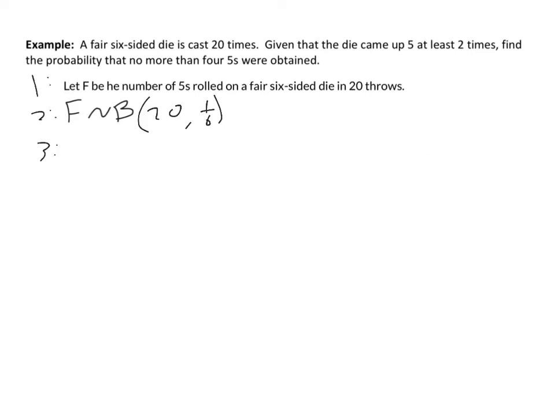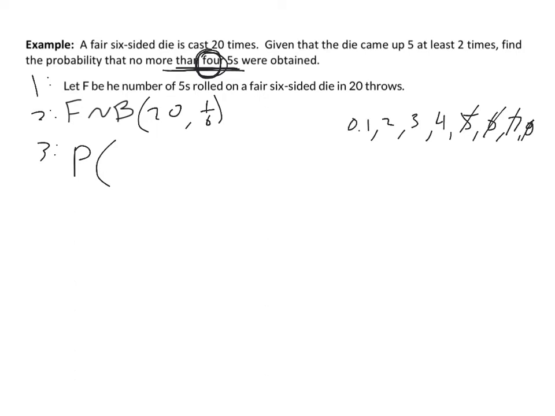Step 3 is where I write down the probability I want to find. I want the probability of getting, let's see here, find the probability that no more than 4 5s. You see how it's hard because these numbers are random? So not more than 4 5s. I can't get 5 5s, I can't get 6 5s, I can't get 7 5s, I can't get 8. So no more than 4. So that would be 4 or 3 or 2 or 1.